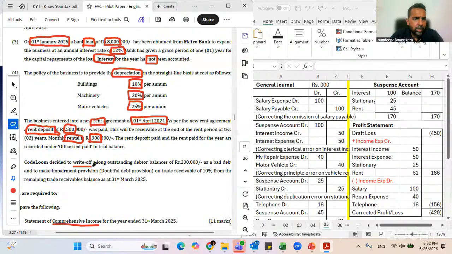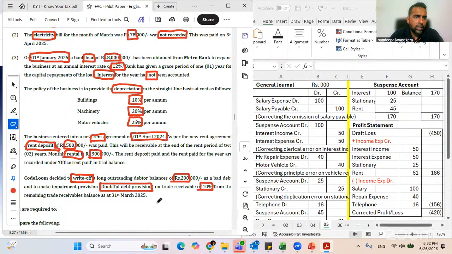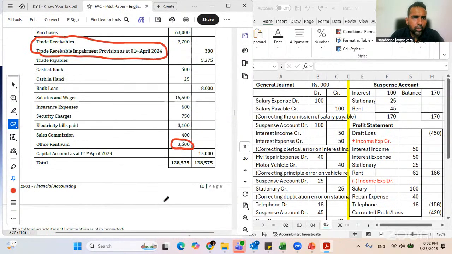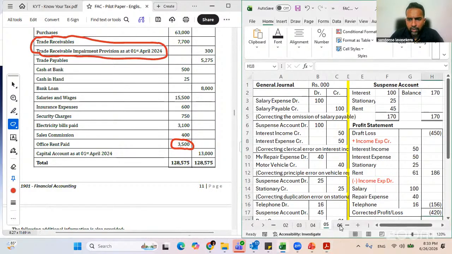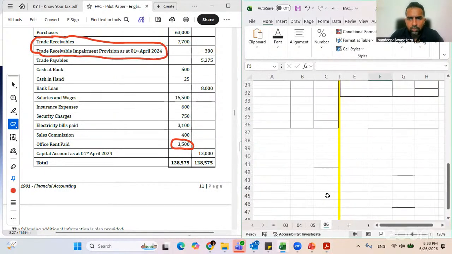The company decided to write off a long outstanding debtor of 200 rupees as a bad debt and to make a doubtful debt provision or an impairment provision of 10% for the remaining debtor balance. Right. So these are the adjustments we are going to do. Let's draft the statements.